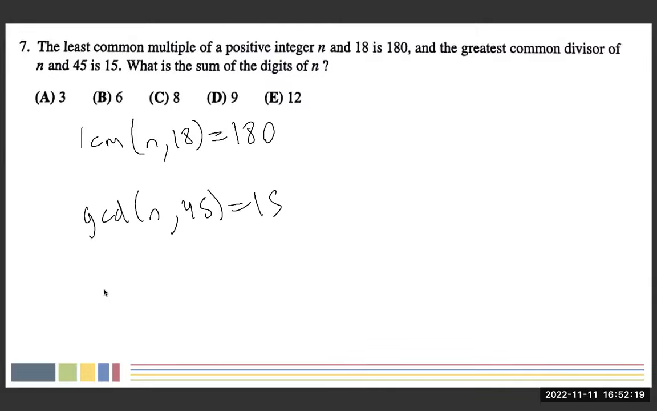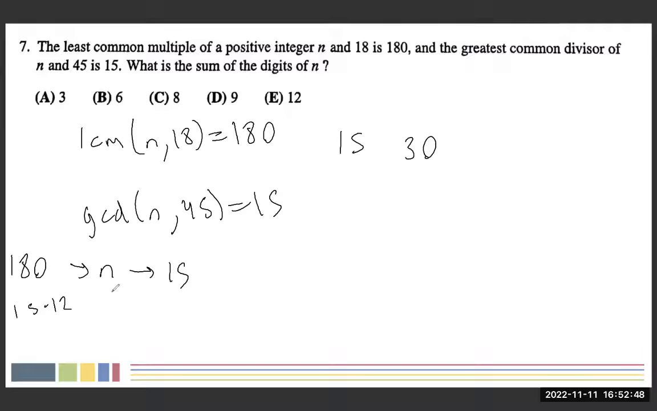So what this tells us is that n has to be a multiple of 15, but 180 has to be a multiple of n. So 180 has to be a multiple of n, which also has to be a multiple of 15. And this immediately narrows the possibilities, right? Because if we write down the multiples of 15, well, the thing is, 180 is just 15 times 12, right?